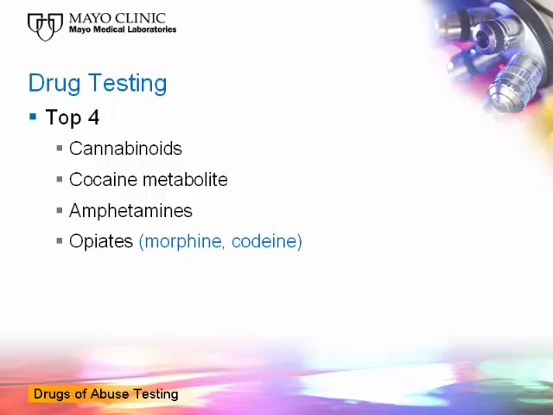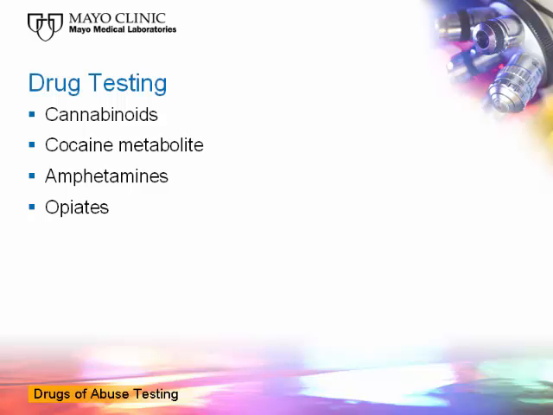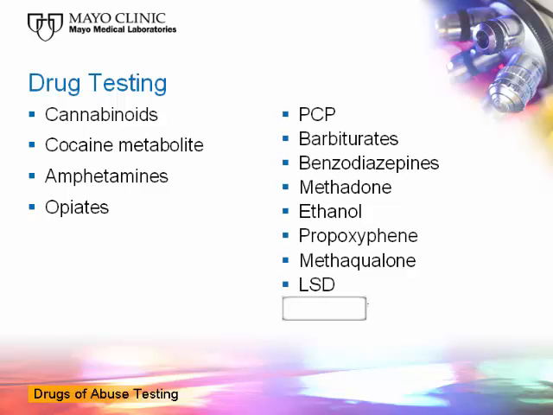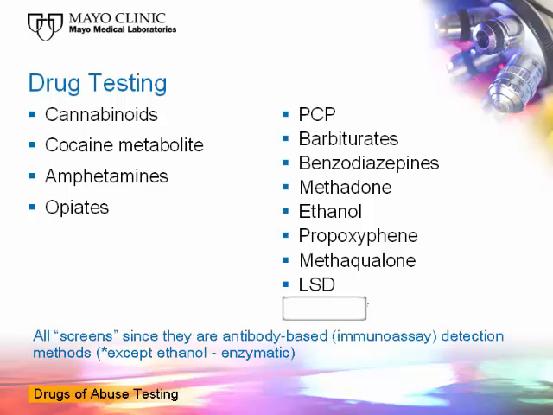Now, when we say opiates, the assays really look for morphine and codeine, and that's important to remember. Now again, here's the top 4 that are requested, but it's certainly not the only list that can be detected. We can also look for PCP, barbiturates, benzodiazepines, methadone, ethanol, propoxyphene, methaqualone, and LSD. Again, it is not an inclusive list, but these are the more common.